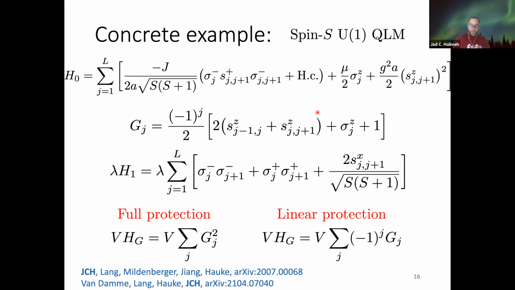Let's take a concrete example. I will take the spin S U1 quantum link model. So what I mean by spin S is that the link which simulates the gauge field and the electric field now is a spin S matrix. That's the whole point of quantum link models. So here we see that these S operators are spin S operators and the sigmas are Pauli matrices that describe the matter field. Again, this is the assisted pair creation term. So I create an electron-positron pair and the electric field has to react in the middle to preserve Gauss's law.